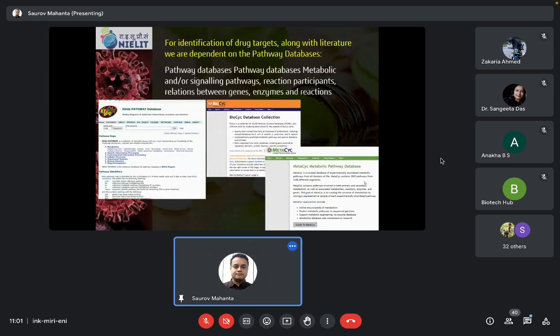Now, after knowing the pathogenesis of the disease, the second part will be to identify a very important pathway of that particular organism. In the case of Alzheimer's disease, we are doing this for humans. So we have to identify the metabolic pathways, signaling pathways, and reaction participants. What are the enzymes and proteins participating in the disease pathogenesis, and the relations between genes, enzymes, and reactions. To identify the drug targets is a very massive and tedious work.